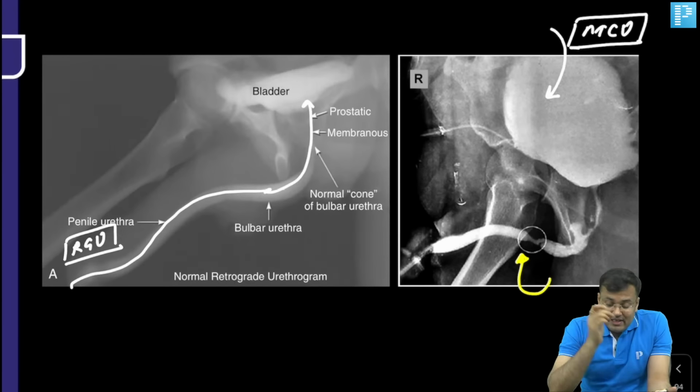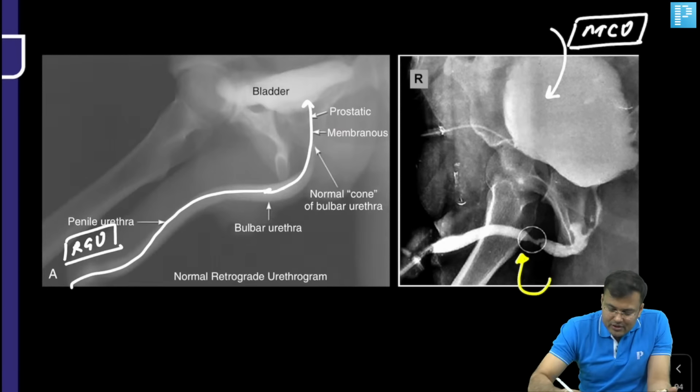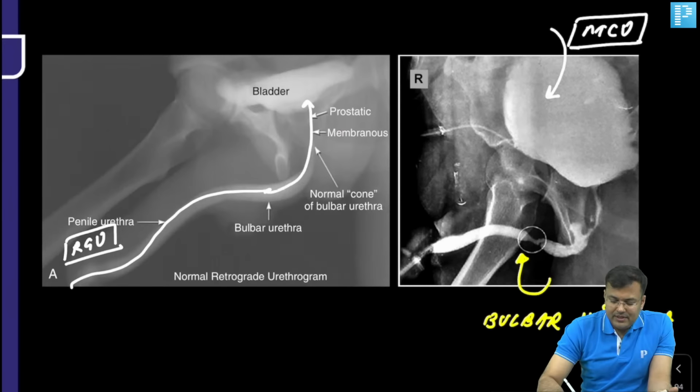Which part of urethra is having stricture? Easy question. You can see the stricture is in bulbar urethra. So, stricture is in bulbar urethra. Got it? So, this is MCU, micturating cystourethrogram. You can see the stricture.